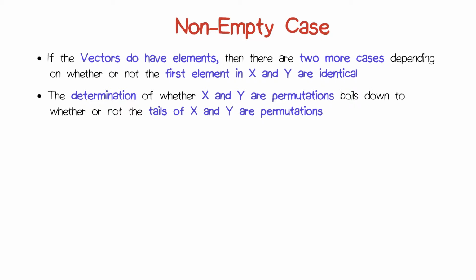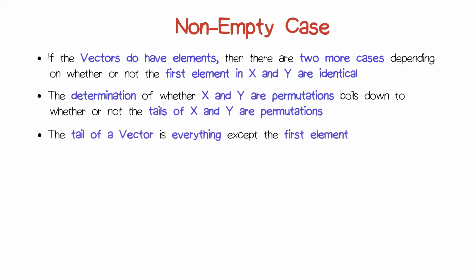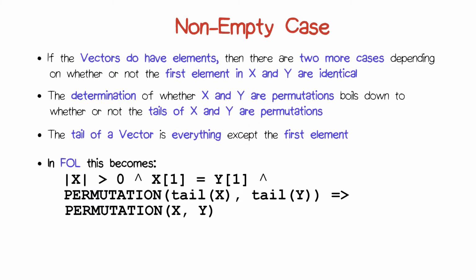In this case, determining whether x and y are permutations boils down to whether or not the tail of x and the tail of y are permutations of each other. And the tail of a vector is everything except the first element. So we could say that for this case, in order for the output to be a permutation of the input, the syntax that you see on the slide holds.